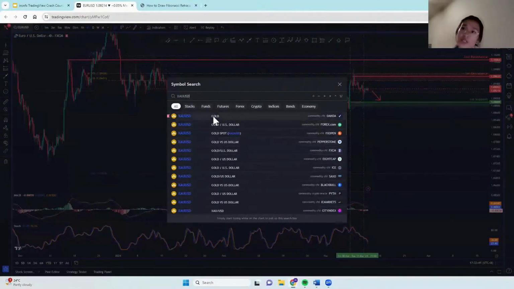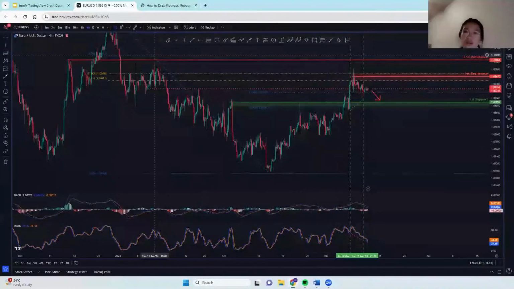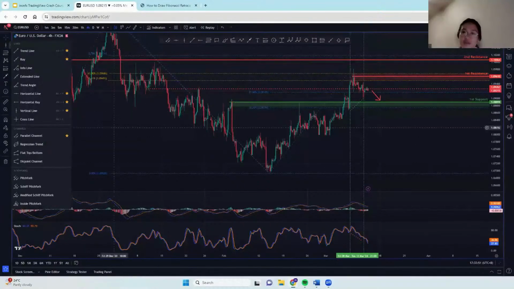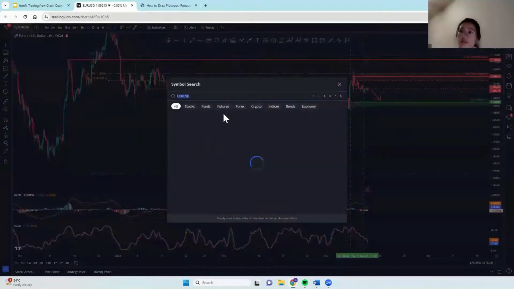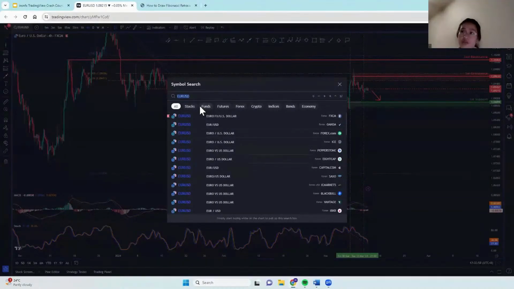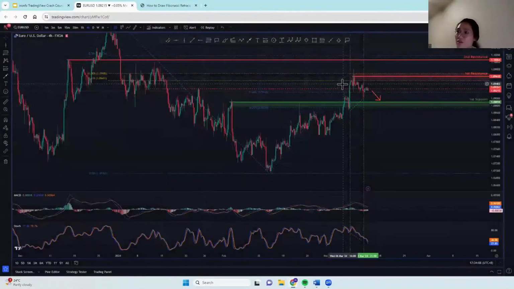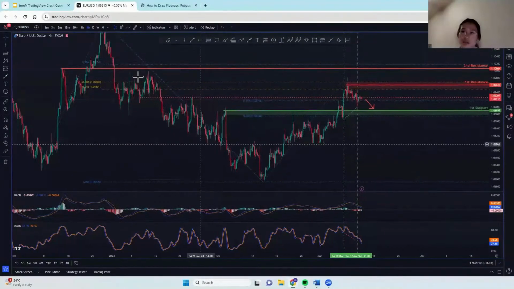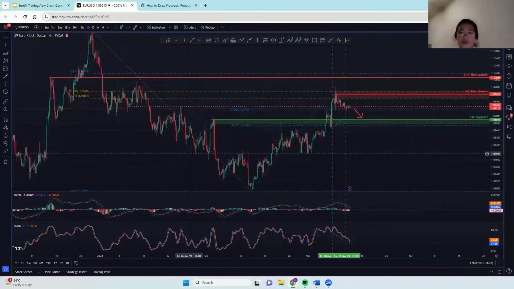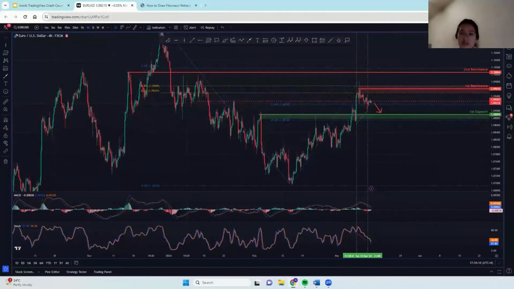So, if you're looking at, oh yes, I wanted to talk about correlation as well. Basically, you just click on this search bar and you can search whatever symbol you are looking for. And these are the list of brokers that you can select from. But typically the prices and the charts would be about the same between brokers.